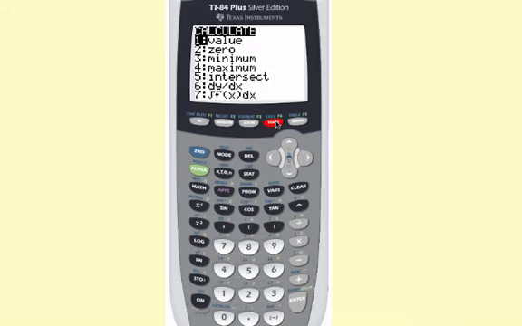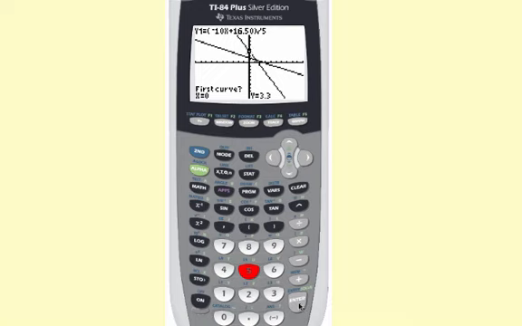Second, and then calc, intersect, which is option 5. It chose the first line, so enter. Second line, it chose that automatically, enter. And then guess, enter one more time. X equals 1.25, Y equals 0.80, or just 0.8.